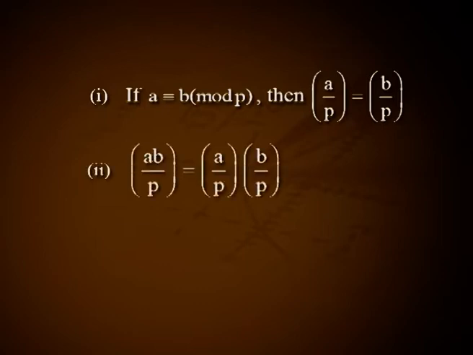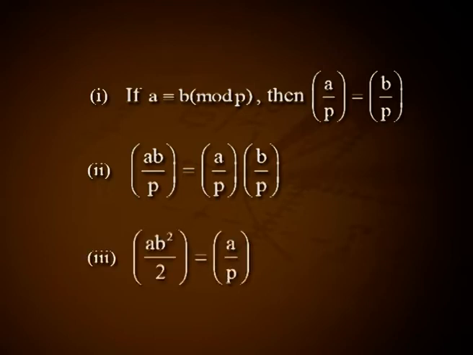2. (ab/p) = (a/p)(b/p). 3. (ab²/p) = (a/p). Proof. 1. If a ≡ b mod p, then x² ≡ a mod p and x² ≡ b mod p simultaneously have solutions or no solutions.